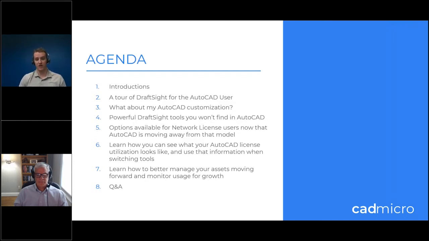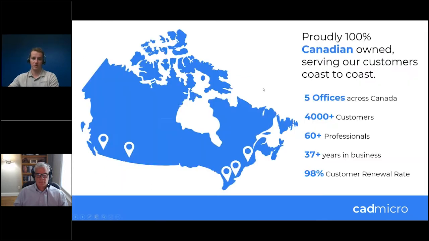Then we will discuss some of the licensing options available, especially now that AutoCAD has gone away from that network licensing model. After that, we'll check in with Paul to learn more about a tool that allows you to see your license utilization, as well as how you can use that information to streamline and migrate between tools. He'll showcase how Laumum fulfills best practices for migration and gives us an interface to look at reports and types of information that the tool can provide. At the end, as promised, we'll save time to answer your questions.